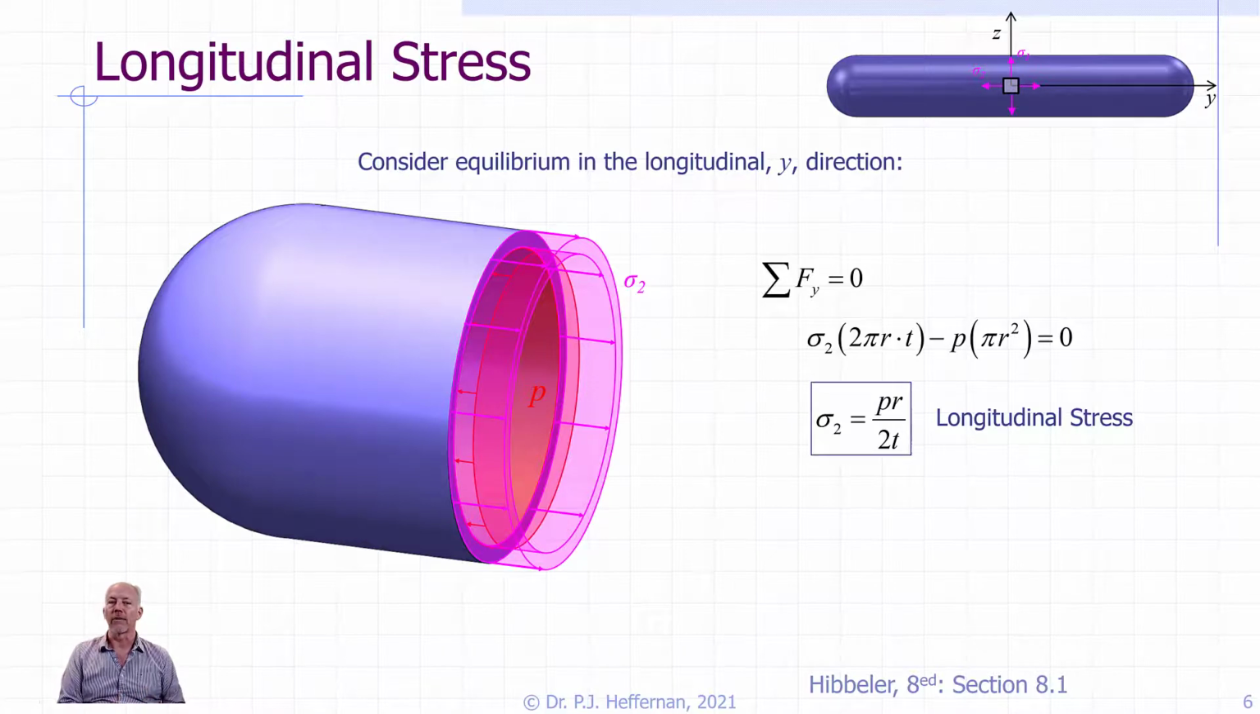exactly like we got when we looked at the spherical pressure vessel. We get our longitudinal stress, in this case sigma 2, is equal to pressure times the radius divided by 2 times the thickness of the pressure vessel.